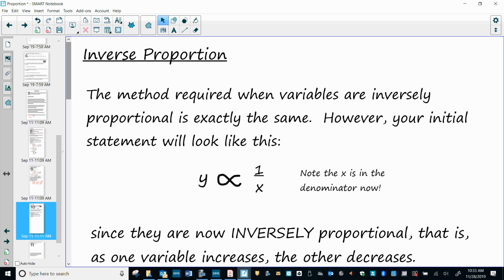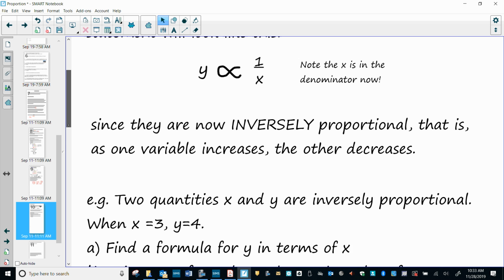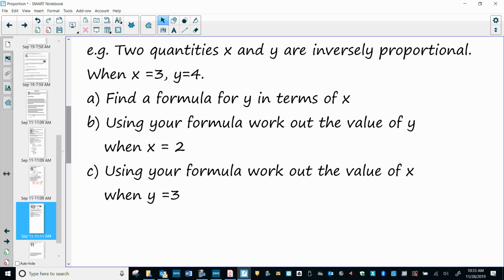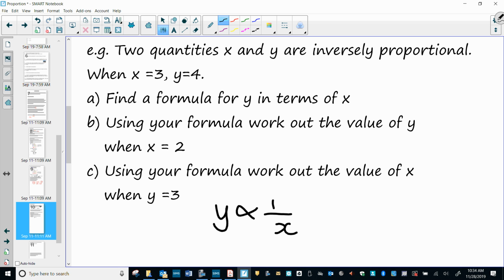As I started to say, inverse proportion is exactly the same kind of method. The only difference is that now you're going to have 1 over whatever they say. So the proportional sign still goes first. We're given values to find k, and then we're going to use our formula. So two quantities, x and y, are inversely proportional. So we need to find a formula for y in terms of x. So first statement, y is proportional to 1 over x.